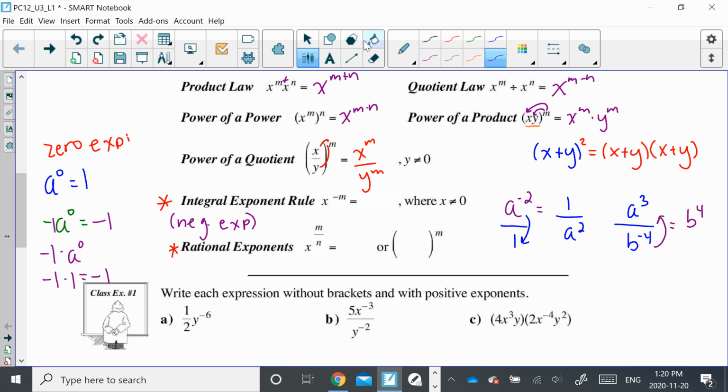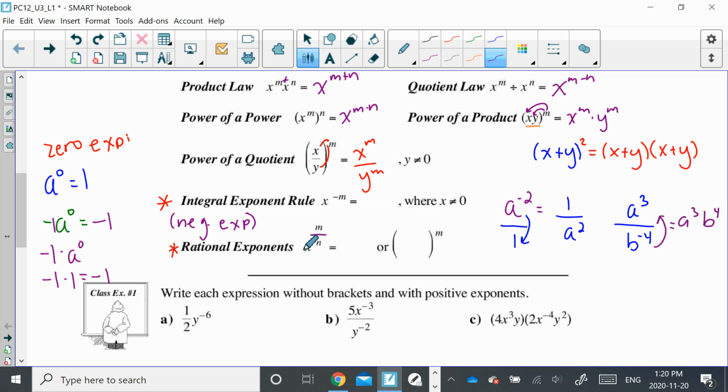And then I should write the a first. So this would be equal to a to the 3, b to the 4. Okay, the rational exponent. A rational number is a fraction. So we don't give our answer with fractions. So what that means is we are going to convert this to a radical.